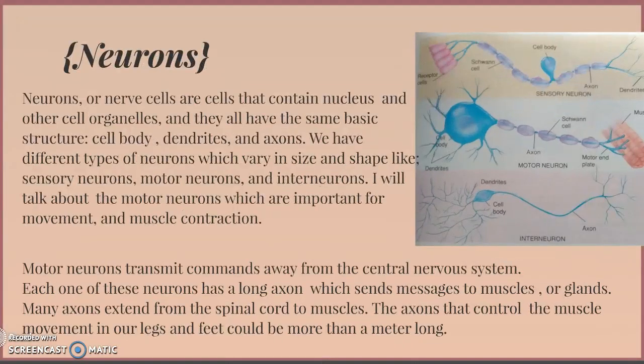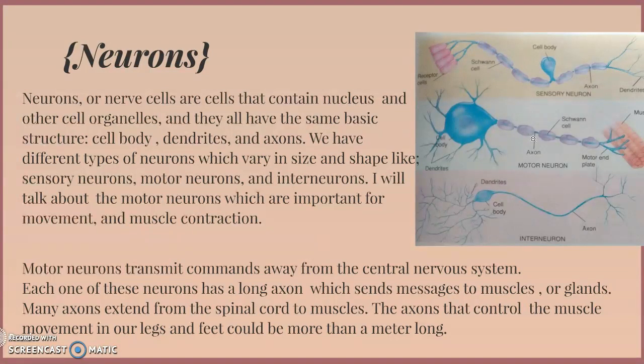So here you will recognize that we have three types of neurons. We have sensory neuron, motor neuron, and interneuron. So I will talk today about motor neuron. Here we will recognize the anatomy of the neurons. They all have a cell body and dendrites. And here is the axon, which is covered with a myelin sheath. And this myelin sheath is made by Schwann cells.